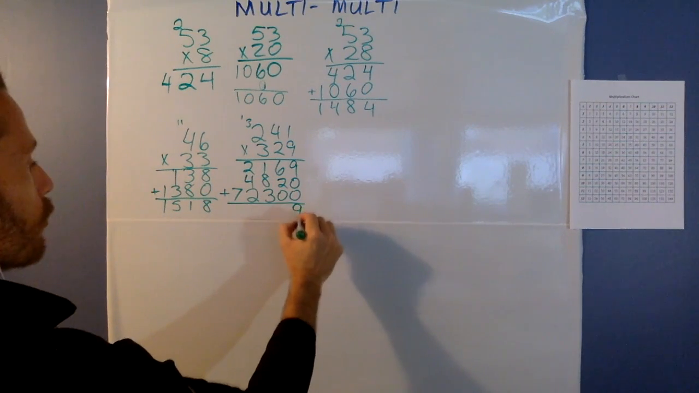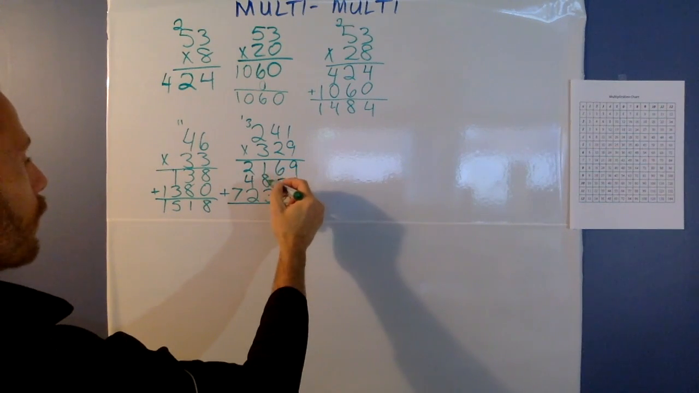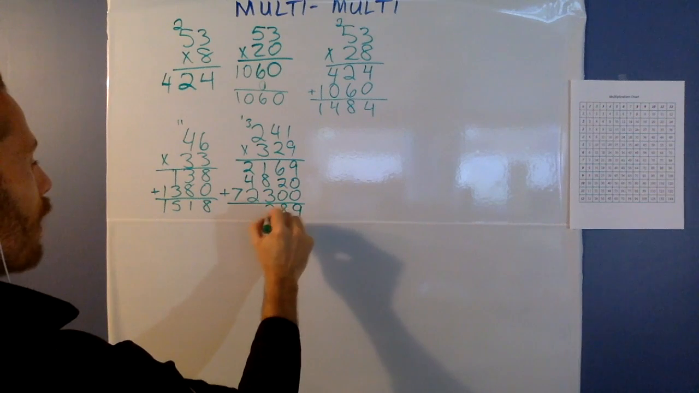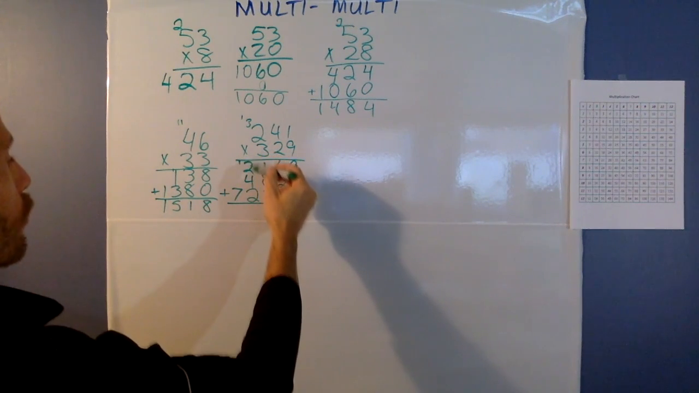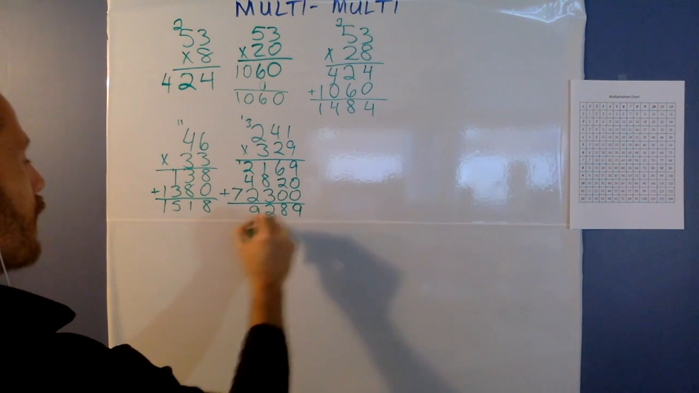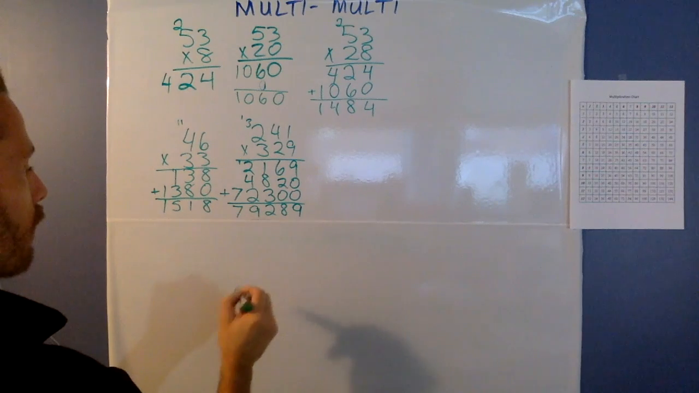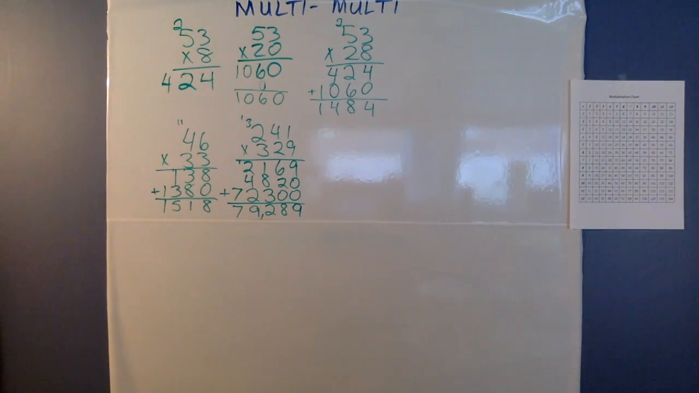9 plus 0 is 9. 6 plus 2 is 8. 1 plus 8 plus 3 is 12. Carry the 1. 1 plus 2 is 3. Plus 4 is 7. Plus 2 is 9. And I drop the 7. So 79,289 is the answer to 241 times 329.